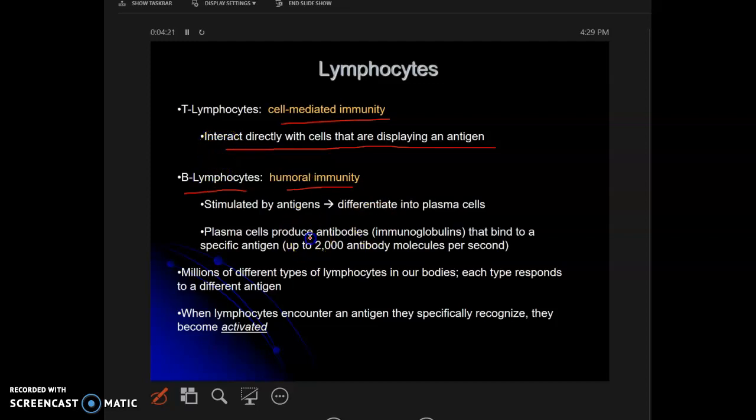what they do is they produce antibodies. So they themselves don't directly interact with the cell. They don't go after this foreign body. They will produce soldiers. So these will produce antibodies, which are proteins, immunoglobulins, that will bind to the antigen and destroy that pathogen displaying that antigen, that unique molecule. All right. So here, when the lymphocyte encounters it, they become what is called activated.